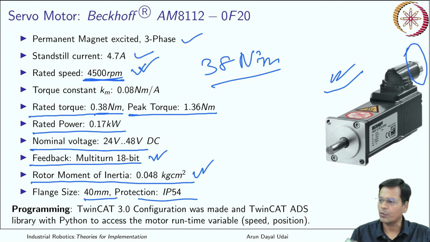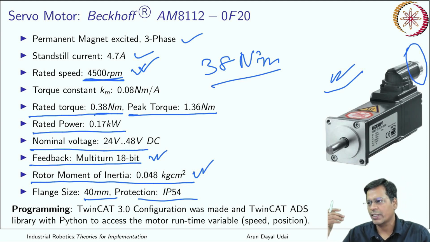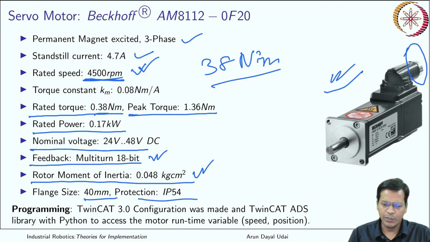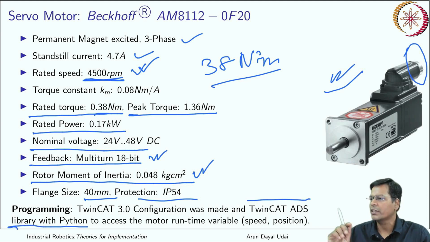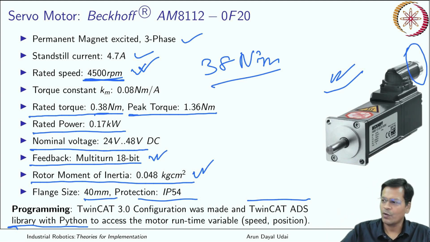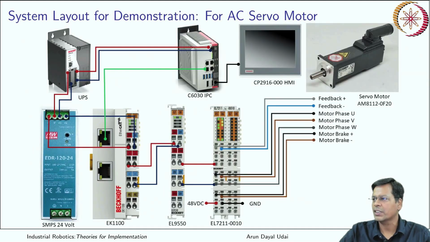Protection is IP54. Again, I am going to use the TwinCAT 3 configuration that I made similar to the DC motor, BLDC motor or stepper motor. We will do a similar sort of arrangement here also. And I will be using the TwinCAT ADS library that I will be importing to the Python environment to access the runtime variables, speed and position. Okay, so let's go to the working demonstration of this.